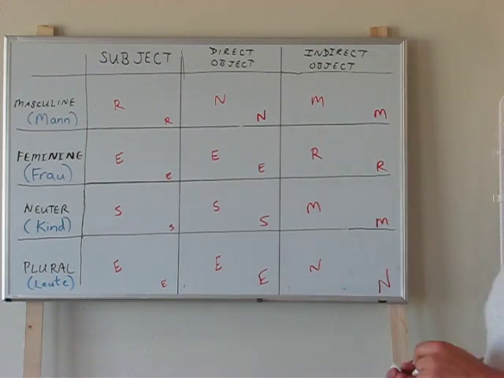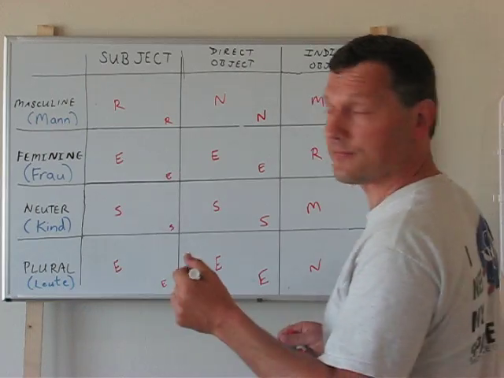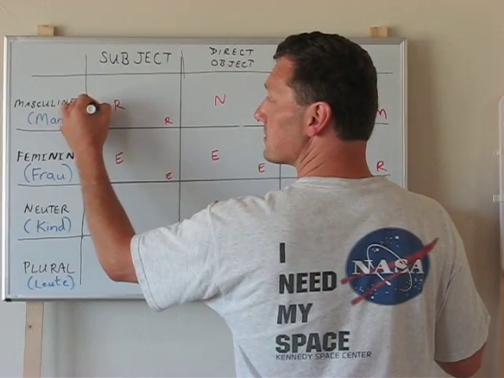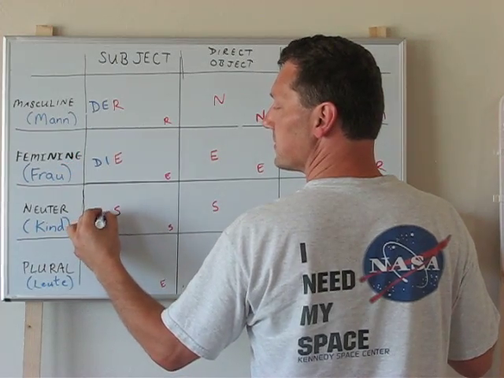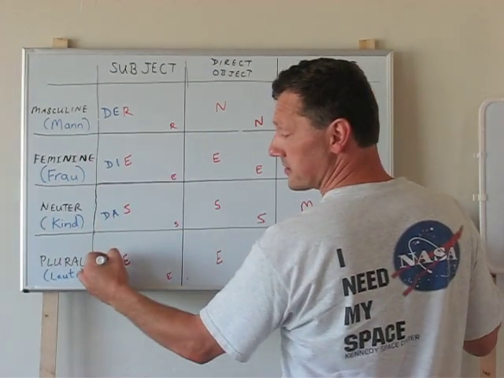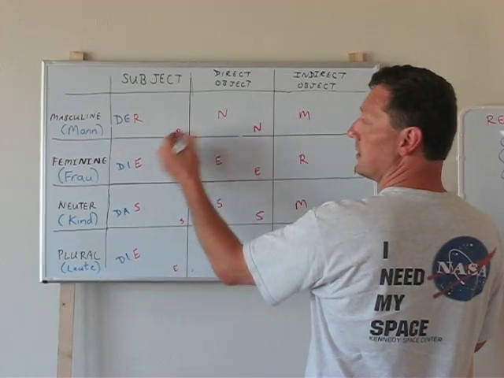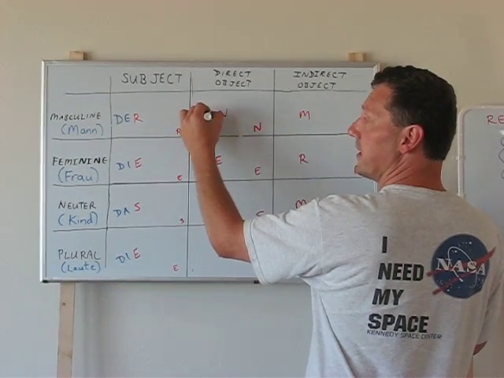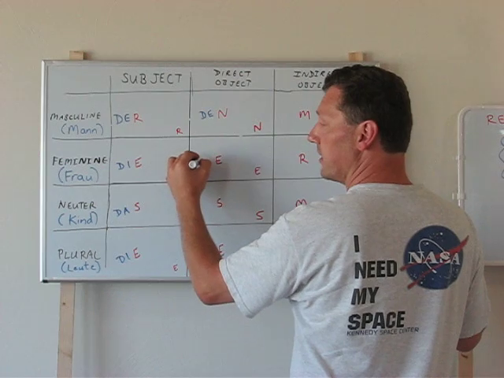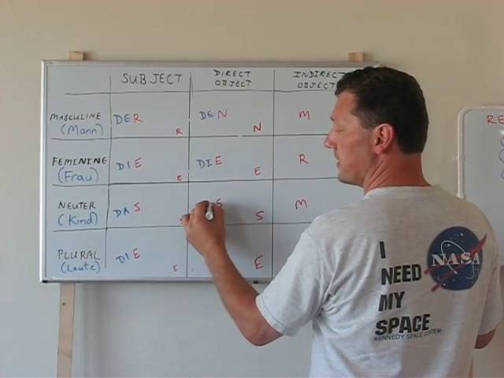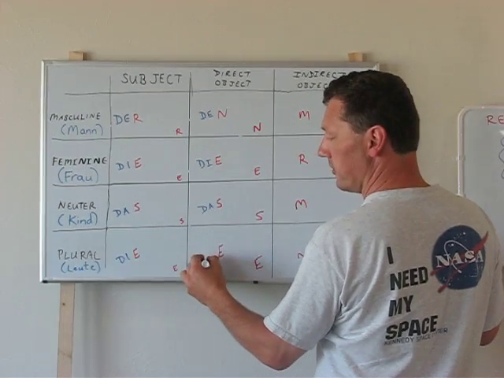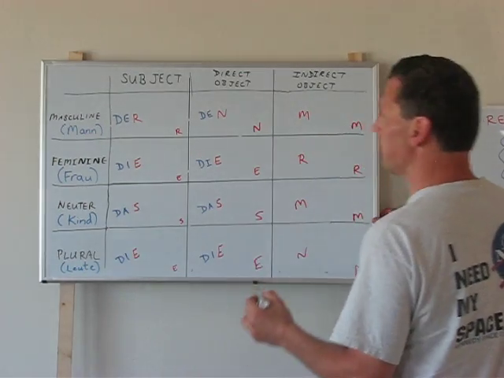Alright, so we've got der, die, das. You know it already. It is der. It's die. It's das. In plural, it ends with E, die. Der turns to den when you see the man. You see den Mann. You see die Frau. Ich sehe das Kind. Sehe die Leute. I see the people. Fine.